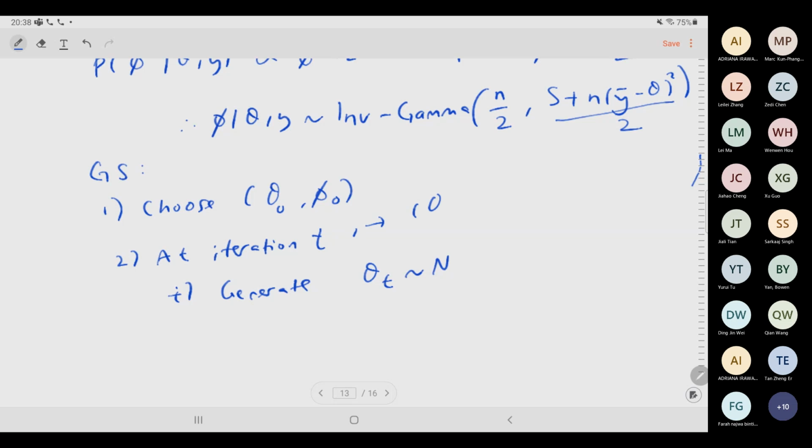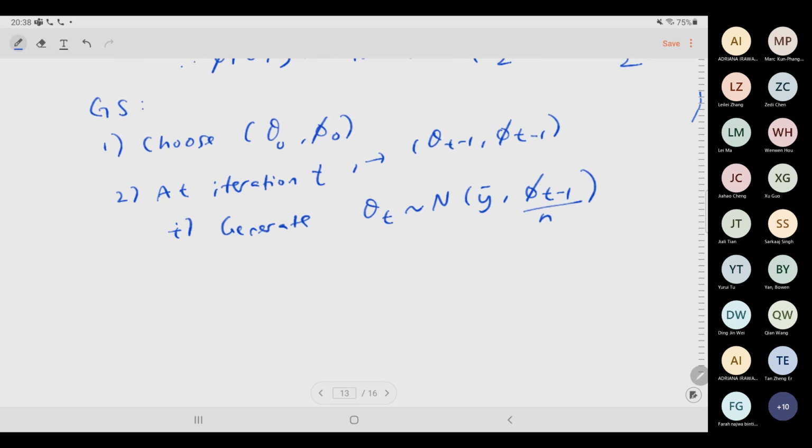Currently, you have your previous value, which is your theta t minus 1, and your phi t minus 1. So you start here. At iteration t, this is your current value. When you update your theta t, your phi is not yet updated. This means that if I were to use a value of your phi, it is still phi t minus 1. And then after I update my theta, I update my phi.